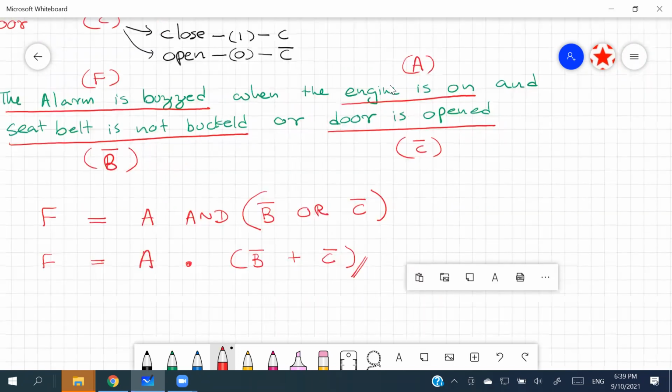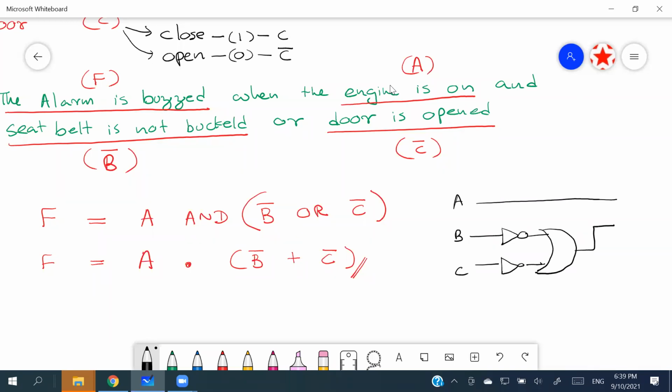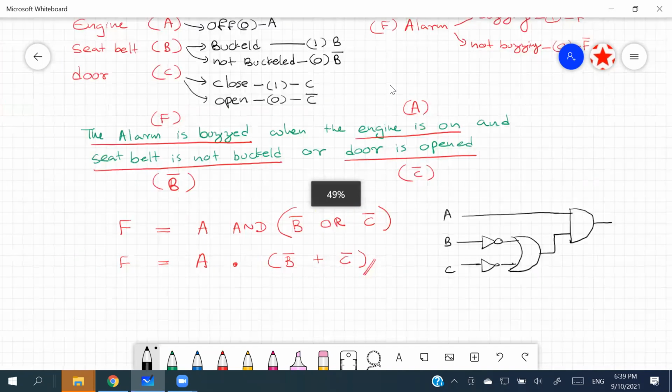And if you are going to draw the circuit, it is pretty easy. So B and C first, going to have the NOT gates, and then they are going to go through an OR gate. So the output is going to flow through an AND gate. So that is going to be the circuit. Okay, people, is that clear?